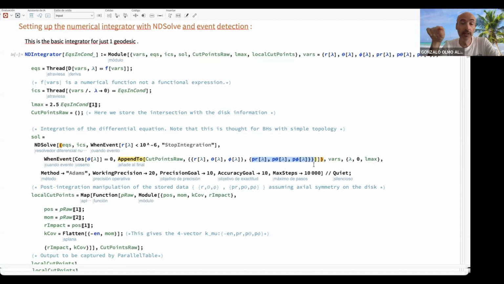When I was explaining the theory, I mentioned that if we want to compute the Doppler shift, besides knowing where the photon hits the disk, or the geodesic hits the disk to get a photon, we also need the momentum in order to be able to compute the Doppler effect, because the particles of the fluid will have some motion, either circular or infalling, okay? So it is important to save the value of the momentum of the photon when it hits the accretion disk. Okay, so we are saving all this information in cut point row.